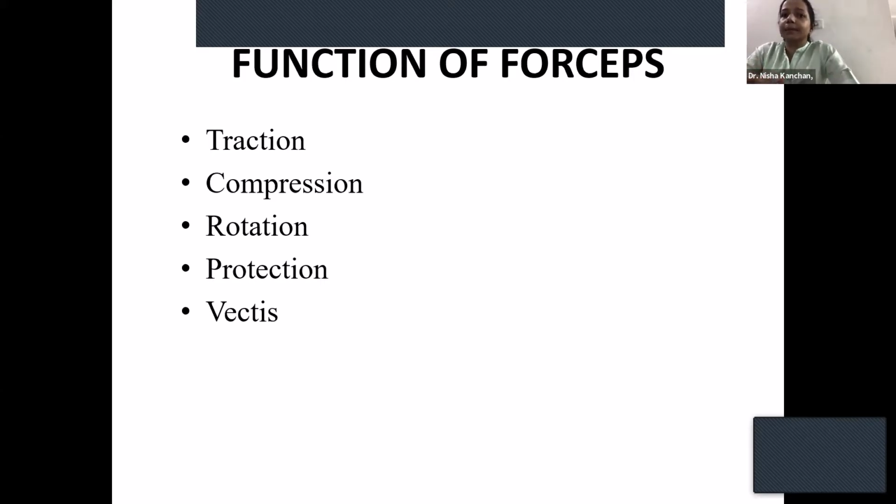Another one is compression. When you're applying forceps, you're slightly compressing the diameter of the baby's head, from biparietal to bitemporal or suboccipitobregmatic, so the diameter decreases. Rotation: Kielland's forceps helps in rotation from transverse to anterior position. Protection: it was believed that a preterm head going through a vaginal delivery is exposed to the forces of the pelvis and can be damaged. So forceps act like a protective cage, helping in delivery of the preterm head.